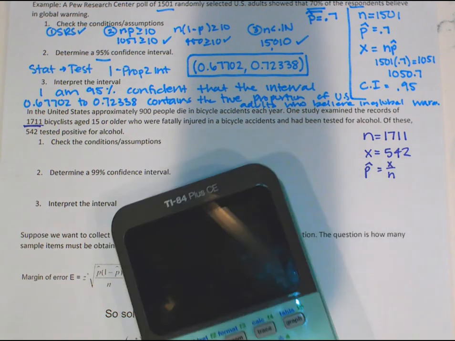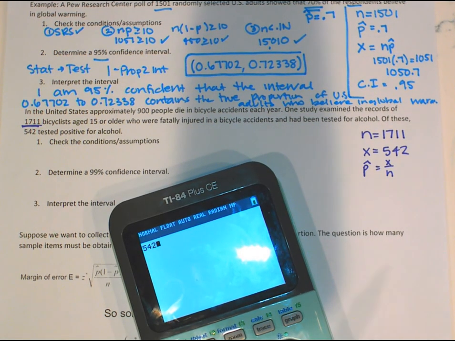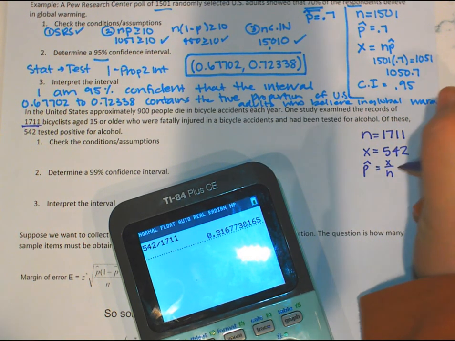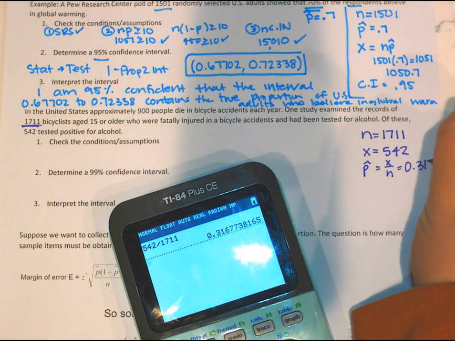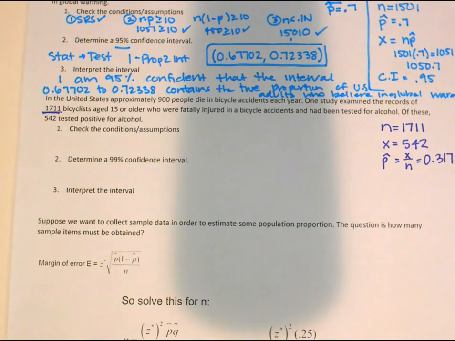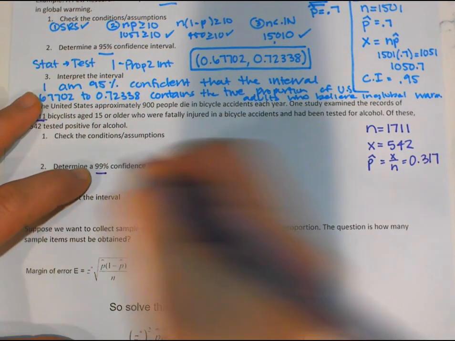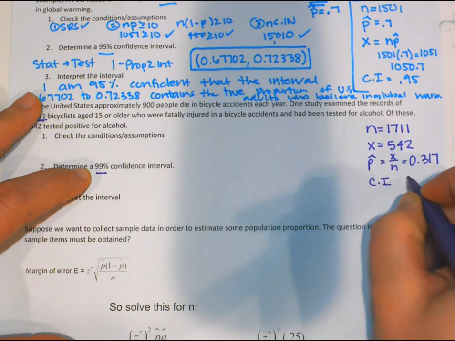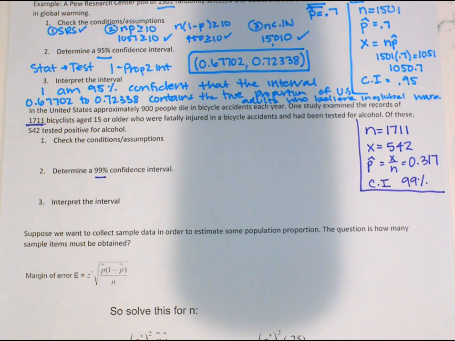So if I go ahead and do 542 divided by 1,711, I get that my point estimate or my proportion is 0.317. And then for my confidence interval, it says I want to be 99% confident. So these are the variables that we need to be able to run our confidence interval. Then the next part we're going to do is check those same conditions that we checked last time.